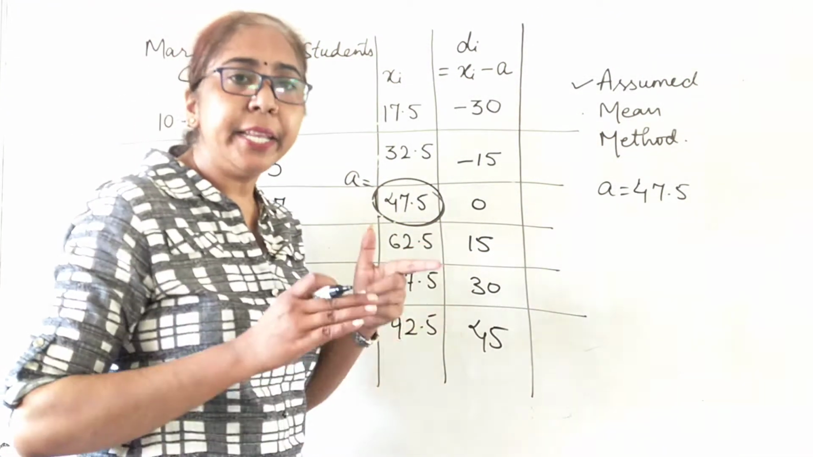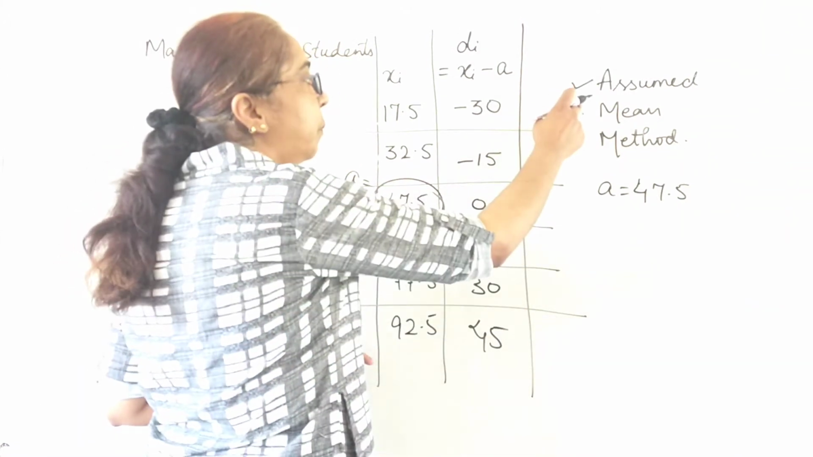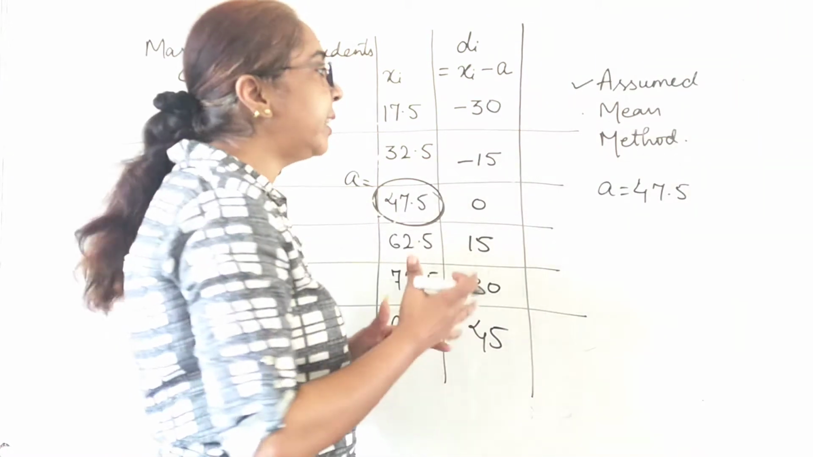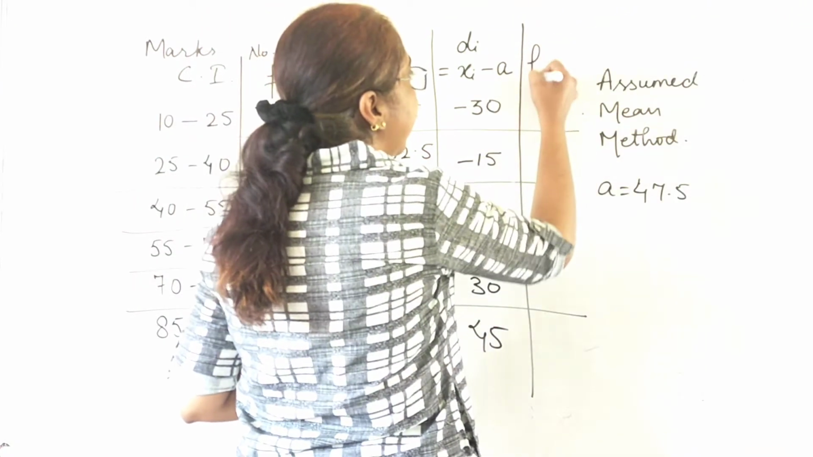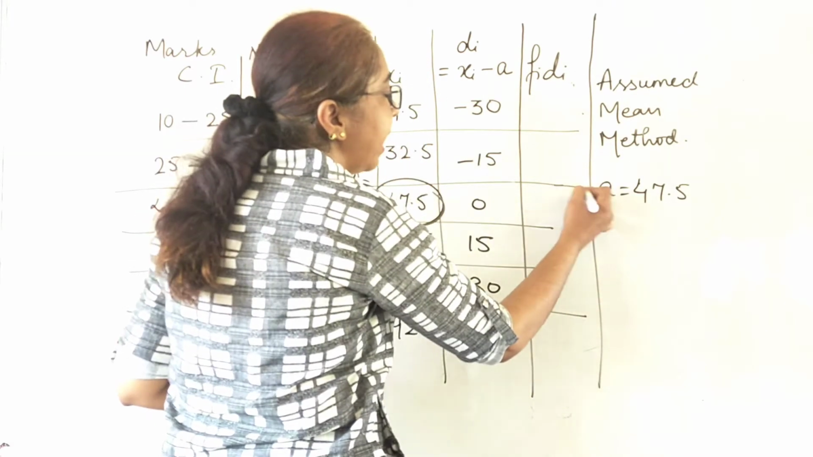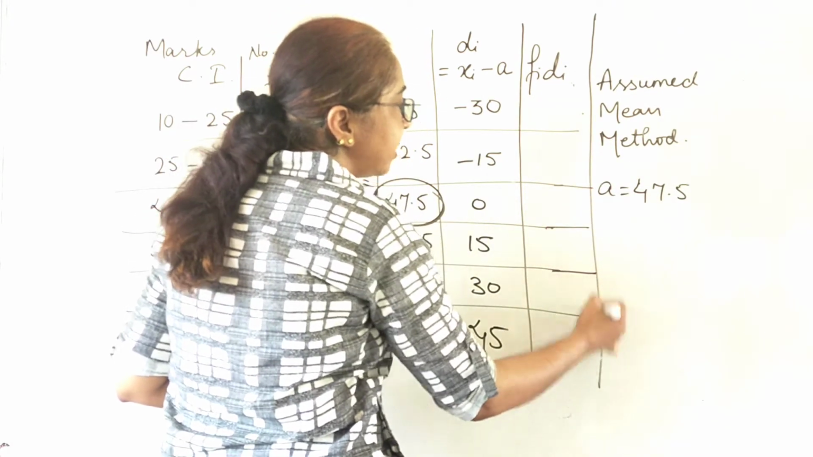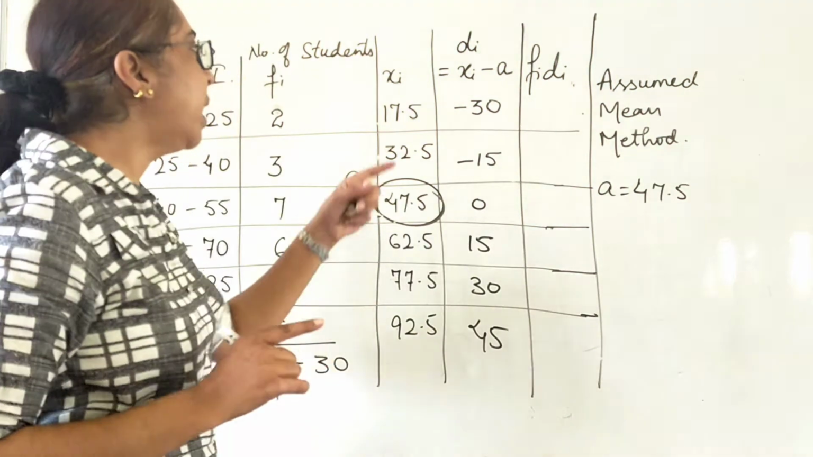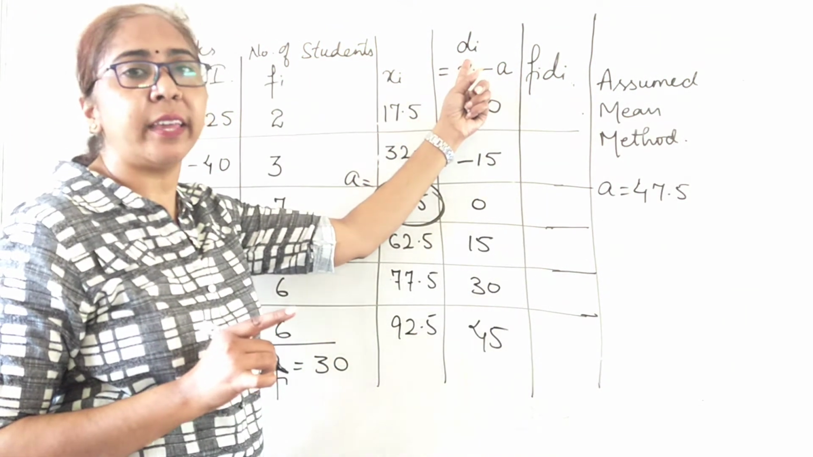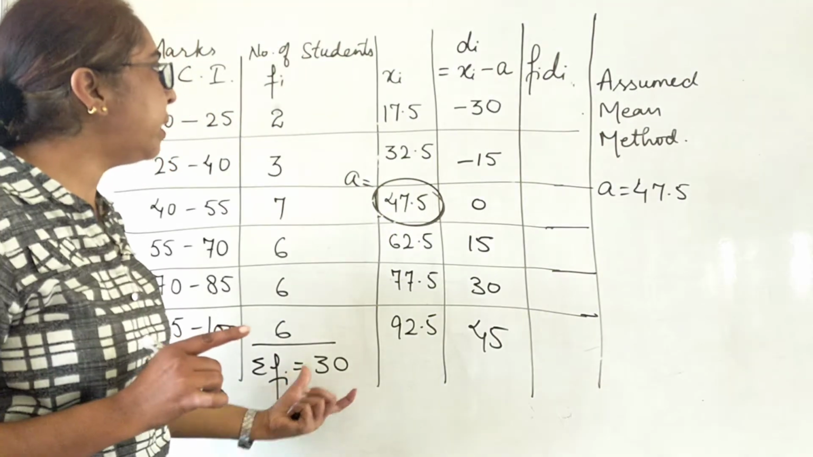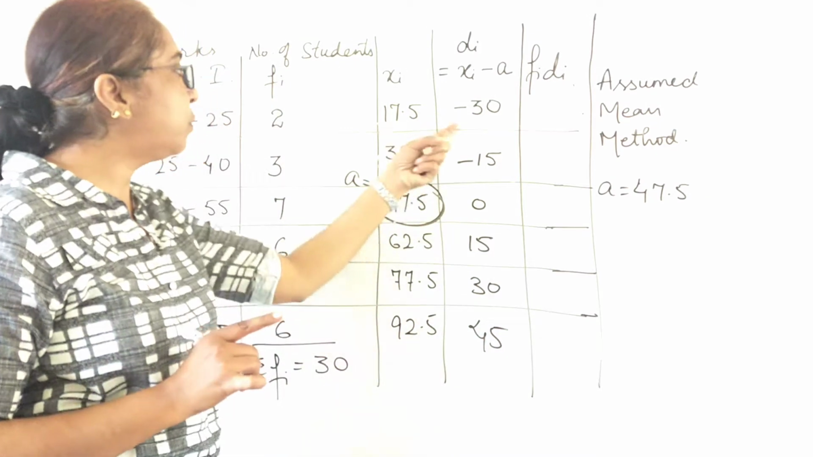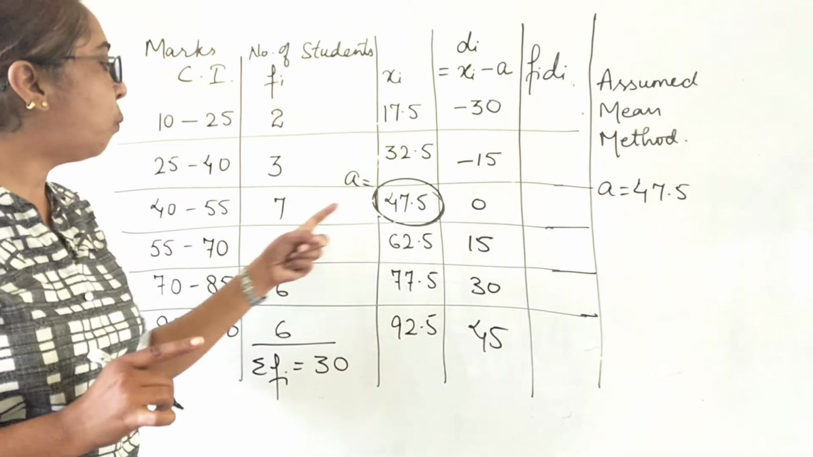Now after getting di, because we want to get the sum of the observations, this time we'll get the sum of the observations by fi di. Okay, fi di, as the symbols say. Now we have to multiply fi with the values of di. We already have fi, and we have found this di. Now we have to multiply these values.